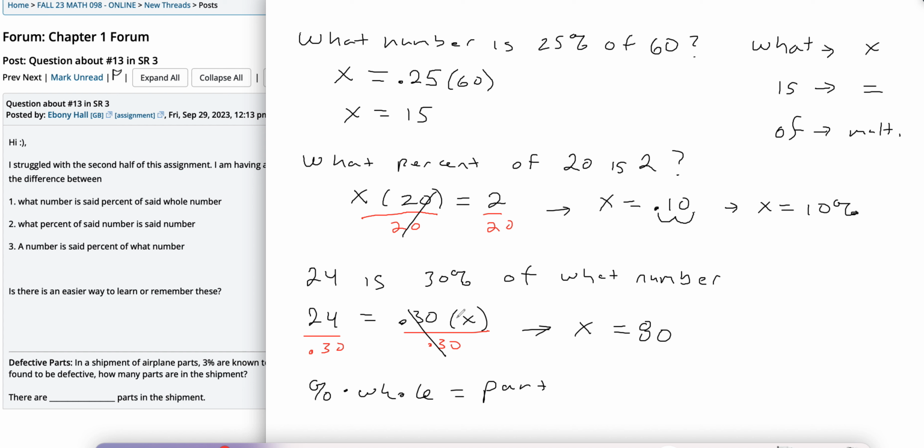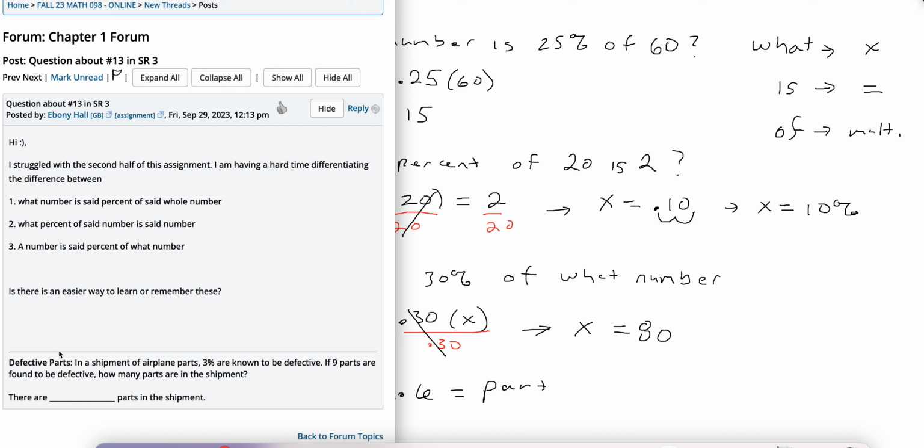With that though, let me pop over to this actual problem of what we're trying to solve. And this may get more to your question, as in, once you throw a bunch of other words in there, like defective parts and shipments of airplane stuff, it starts getting harder to tell which one of these 3 things you're working on. So here, in a shipment of airplane parts, 3% are known to be defective if 9 parts are defective. So that 9 goes with the 3%. How many parts are in the shipment?